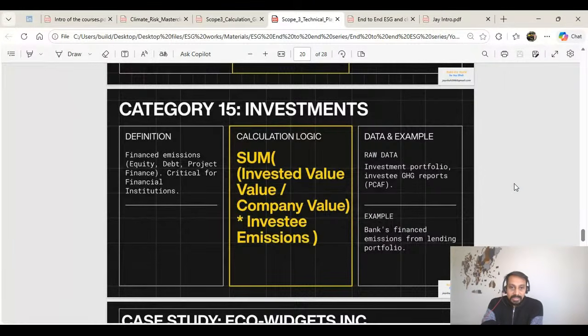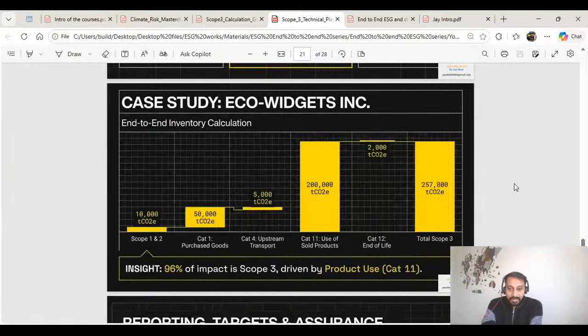So we have seen categories 1 to 15 already, and we will see one small case study very quickly: Ecoviges Inc., which is a company providing services for various types of electronics items. So this example shows basically an end-to-end inventory. So despite the modest scope 1 and 2 emissions, the total scope 3 is also going to be helpful.